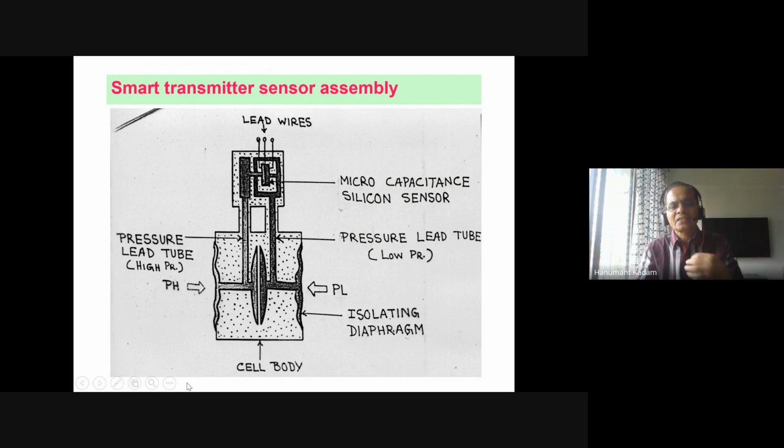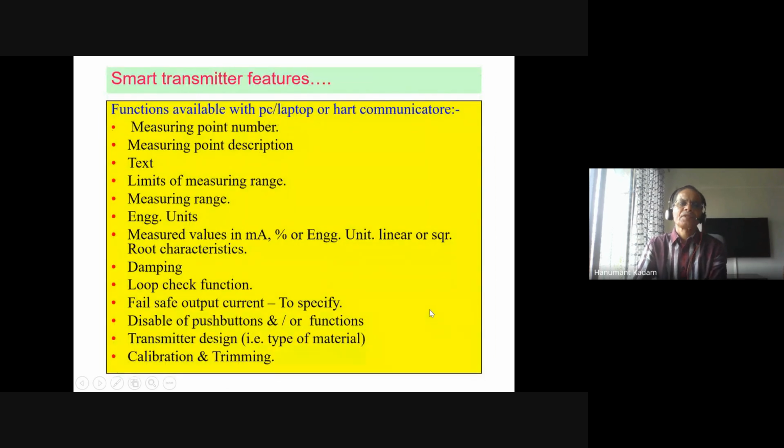So you can see, as I explained, pressure high, pressure low. These are isolating diaphragms. These are the diaphragms inside. This is the cell body, and you see the pressure lead tube here, and here you have a micro capacitance silicon sensor. As I told, the sensor is there.